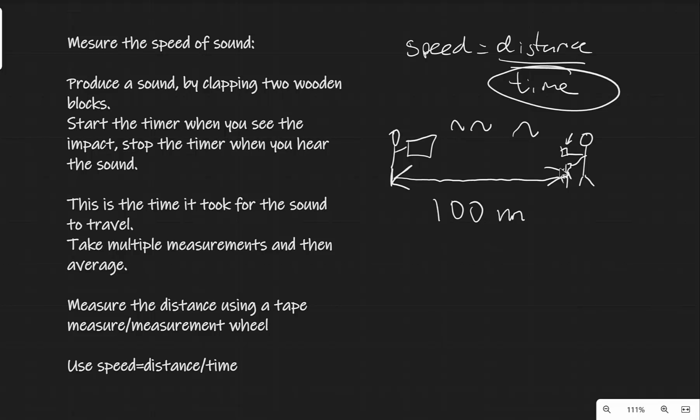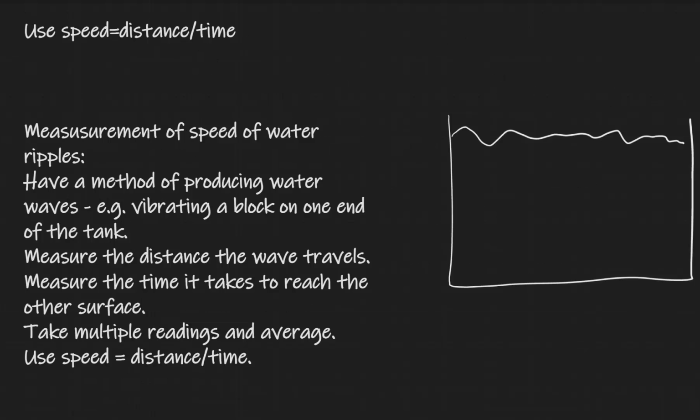So let's just say 100 meters. We're going to measure this distance either using a very long tape measure, or one of those measurement wheels tends to work really well. Once again, taking multiple readings and averaging them out works well as well. You can also do a very similar experiment to measure the speed of water ripples.